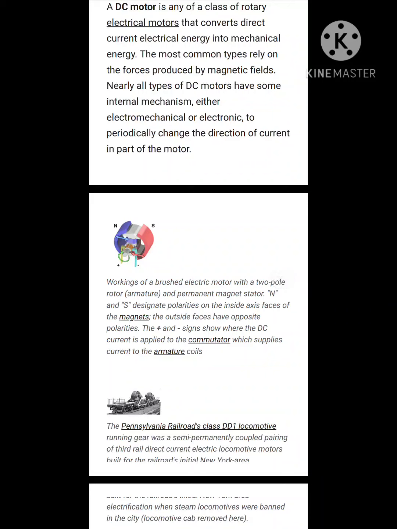Working of a brushed electric motor with a two-pole rotor, armature and permanent magnet stator. N and S designate polarities on the inside axis faces of the magnet. The outside faces have two opposite polarities. The plus and minus signs show where the DC current is applied to the commutator, which supplies current to the armature.